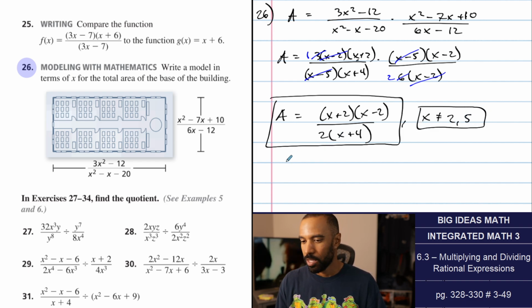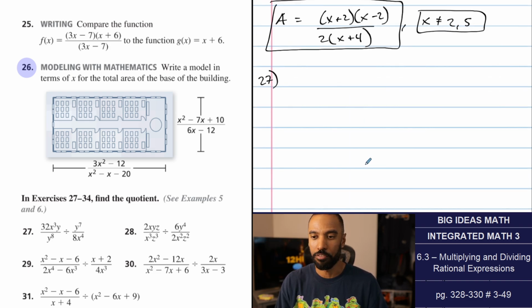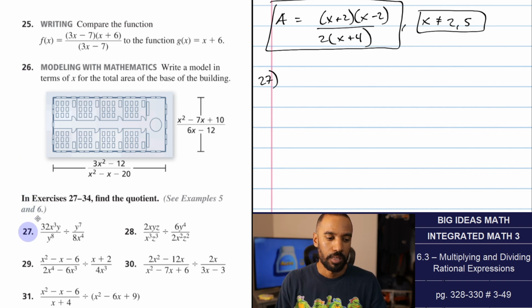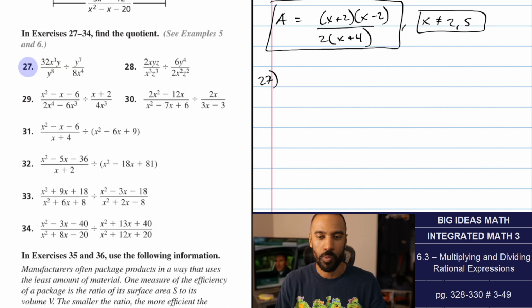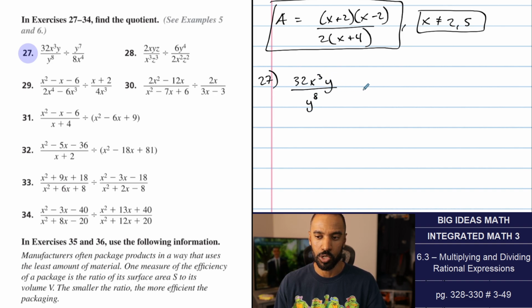Okay. Number 27, and I think that's it. Number 27 through 34, find the quotient. So these are the same as the multiplication problems with kind of a step before. We have to turn the division into multiplication. We do have to keep something in mind from the beginning, though, and I might do it at the end. I don't think I'm going to forget. If I do, it'll be a problem, and I'm going to change my habits.